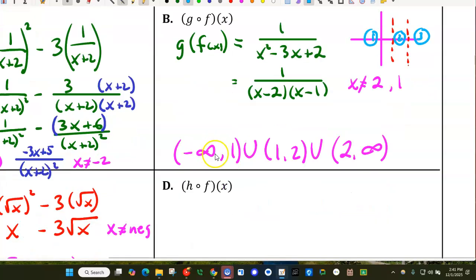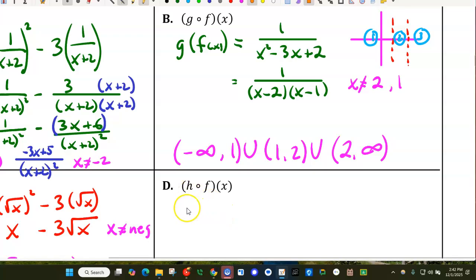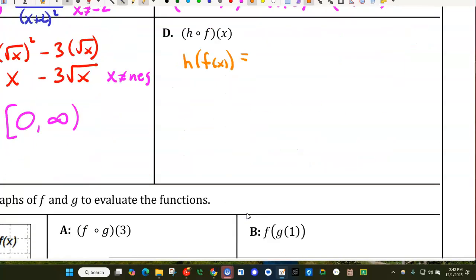All right, lastly, let's do h of f of x. So go back up here, h of f. I'm going to plug into h. Right here, I'm going to take f, x squared minus 3x, and plug that in for this x right here. So we have h of f of x will be the square root of x squared minus 3x.